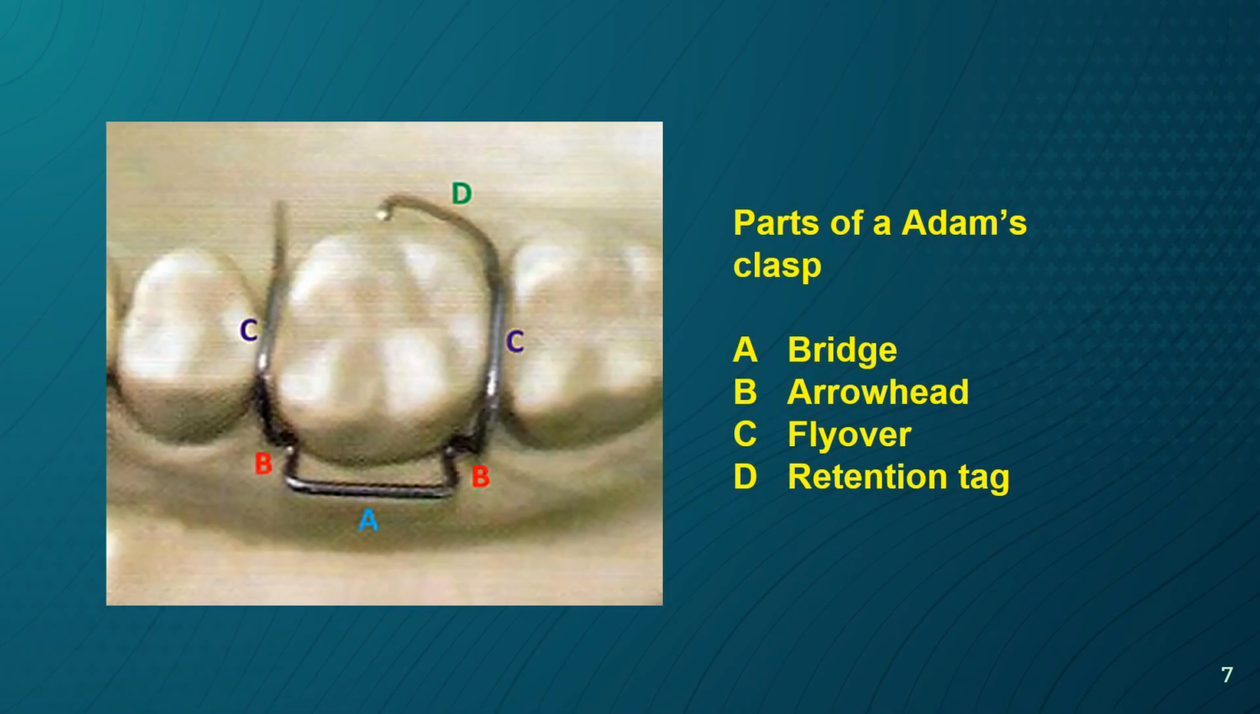Now, the Adams clasp has a few parts to it. As you can see here, one is the bridge. There are two arrowheads, two flyover arms, and two retention tags.